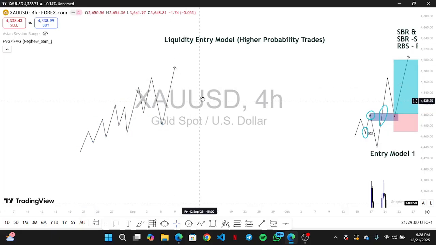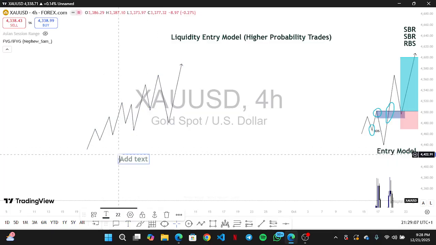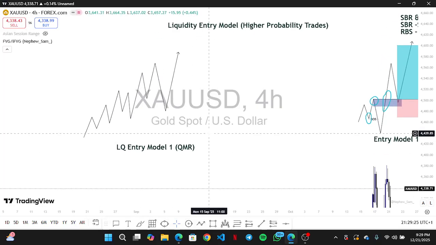This is liquidity. I'll give you guys liquidity entry model one. Let me type it out. So just take note of all these things, or you can screenshot and get back to them later. Liquidity entry model, I'll just call liquidity LQ to avoid typing it out long. Entry model one, and this is called QMR. This is what people call a QMR.